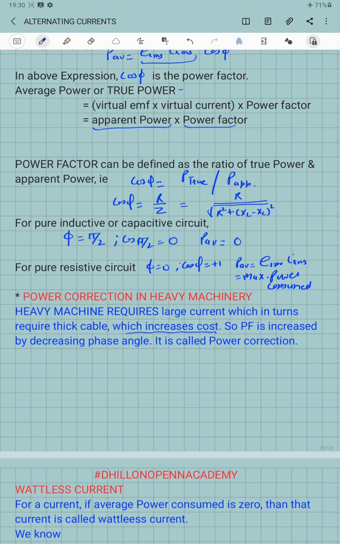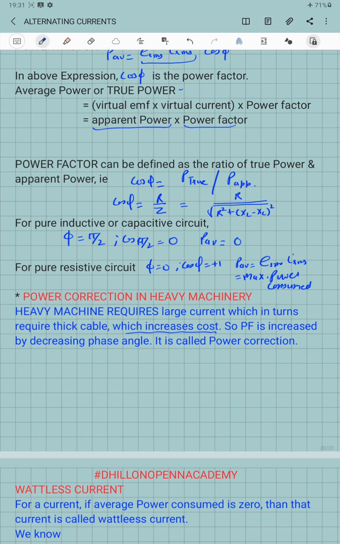For example, if the heavy machinery AC circuit is working as an inductive circuit, then it is going to have a phase angle of almost pi by 2 radian between the voltage and current. So in order to decrease the phase angle, we can attach a capacitor along with the AC circuit of the heavy machinery, because the phase angle of both inductor and capacitor is pi by 2, but in an inductor the voltage is leading the current, and in a capacitor the current is leading the voltage.